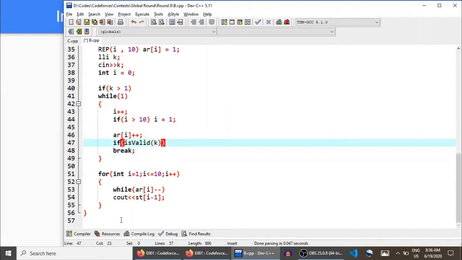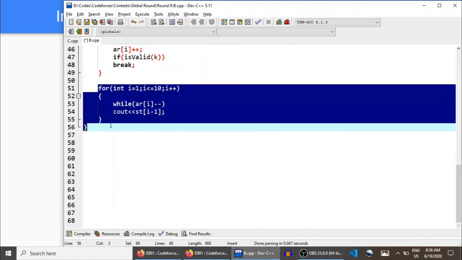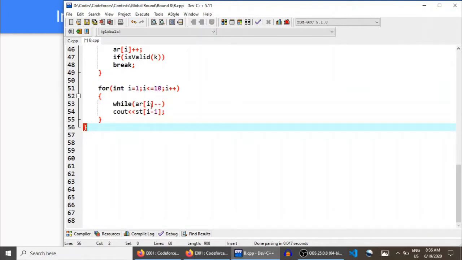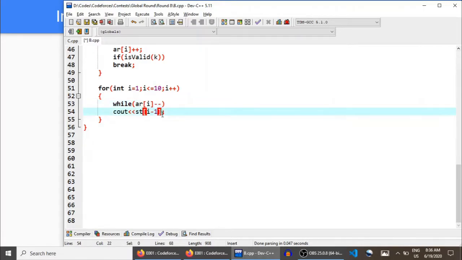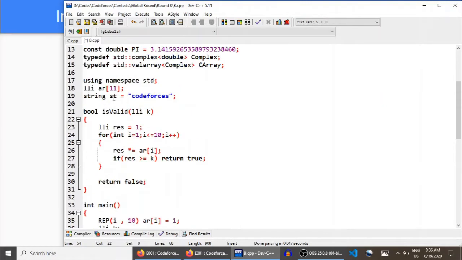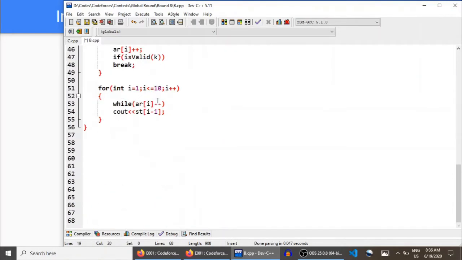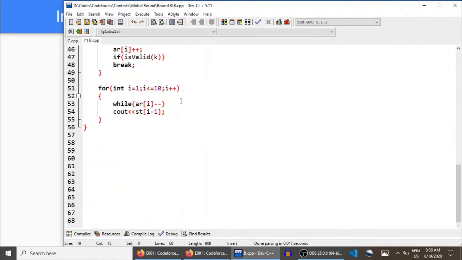Fair enough. Now after that we are simply printing the result. So from 1 to 10, each time if AR of I is x, we are printing x times the I minus 1th character of string st. And what is string st? String st is Codeforces. So for I equal to 1, we would be printing the I minus 1th character, which will be the 0th character, and the 0th character will be C, and then O, and then D, E, and so on, right? So this is how you solve this problem.